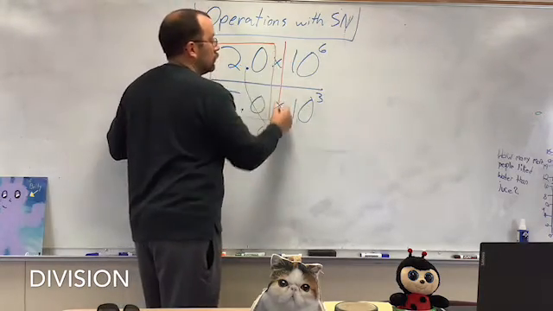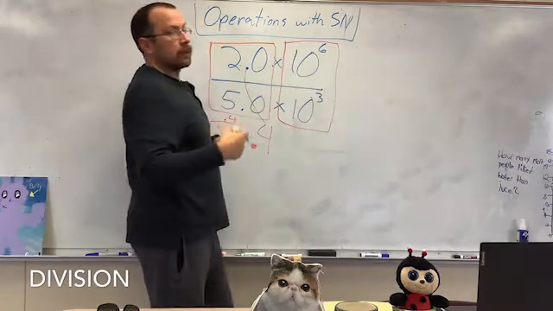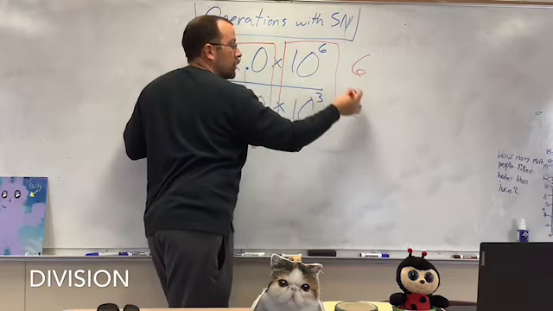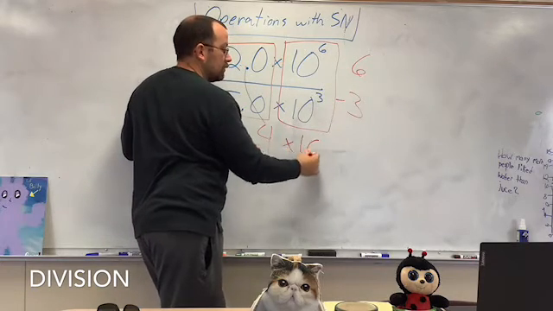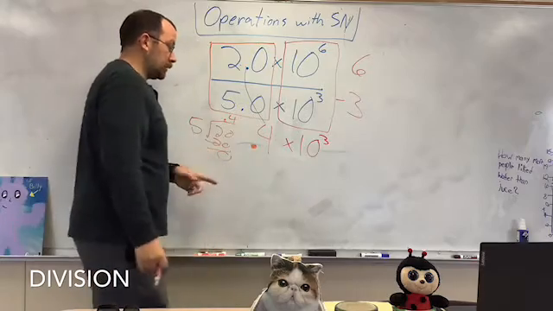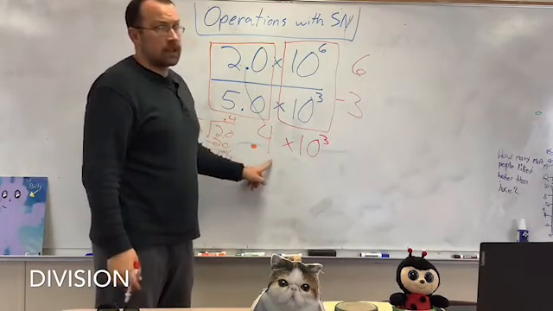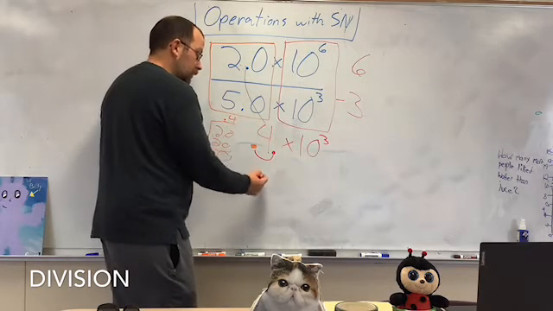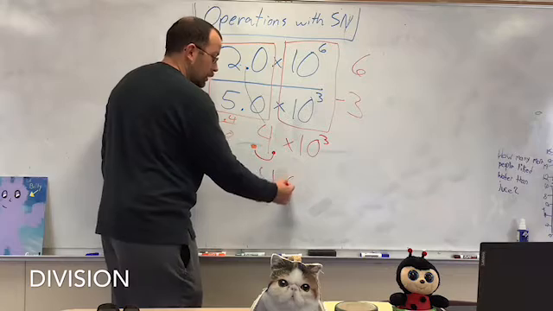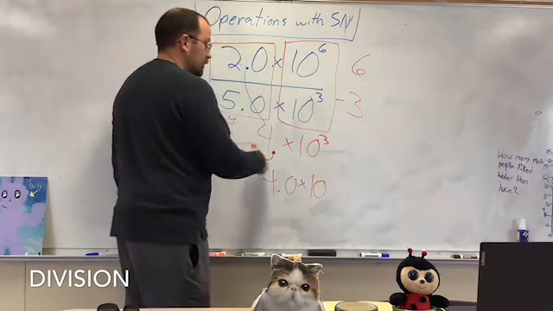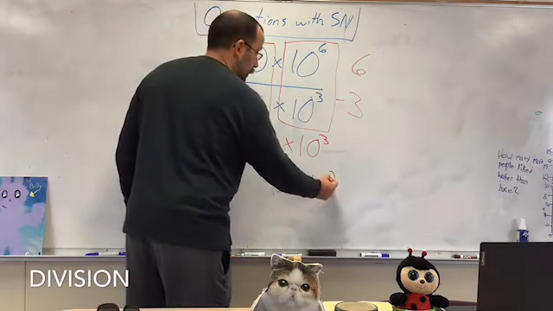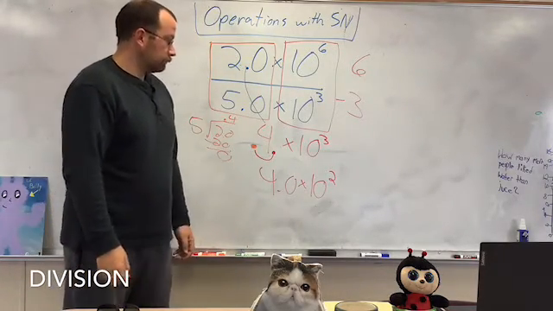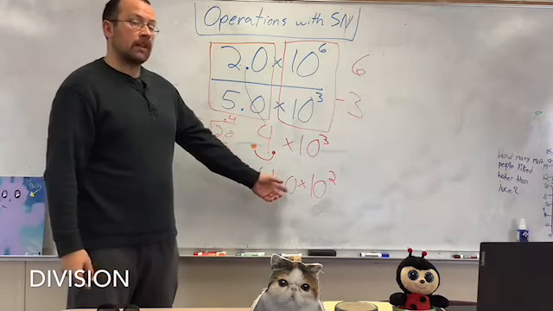Now, what we learned from exponents, when we were dividing them and they have the same base, is we subtract the exponents. So this gives me 6 minus 3, so that gives me 10 to the third. But this number right here, is that between 1 and 9? No. So we can move that decimal. And since we moved it over to the right, we take one away, make it 10 to the 2. And that is your final answer.